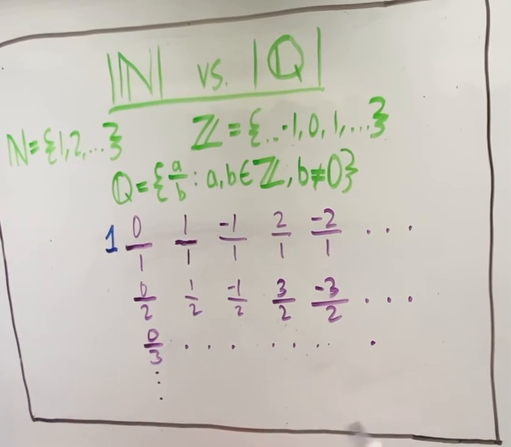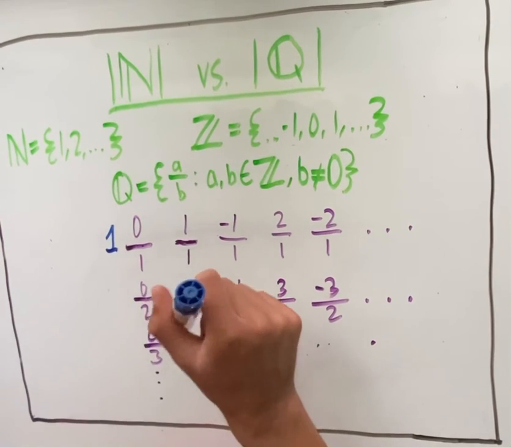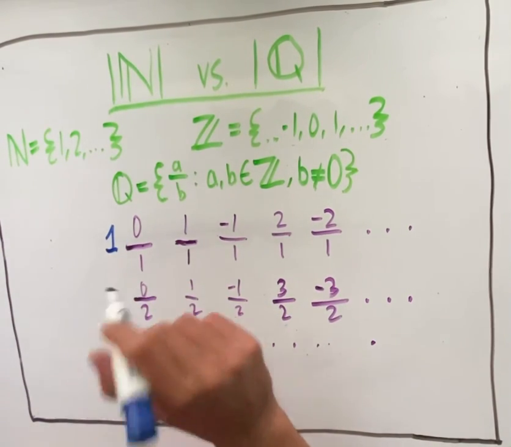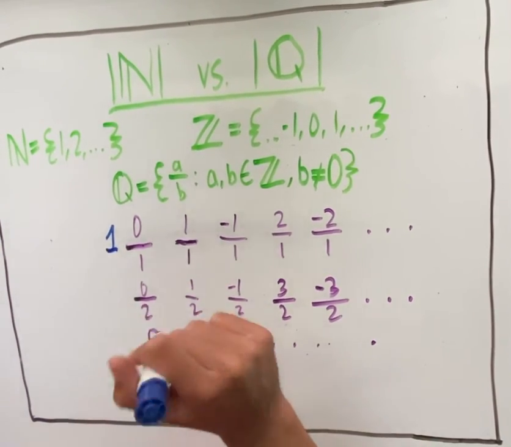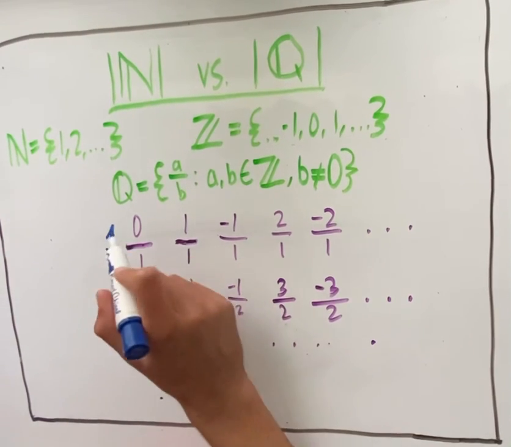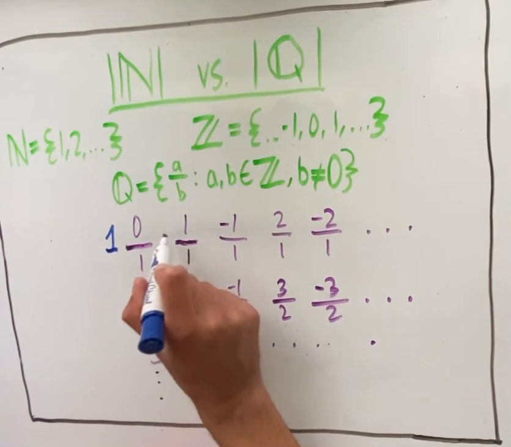Pause the video if you want to try and think about that, and I will now go ahead and tell you the solution. So it is in fact possible to come up with this bijective function to count all of the rationals in a systematic way. So one way you can do this is by zigzagging across this table.